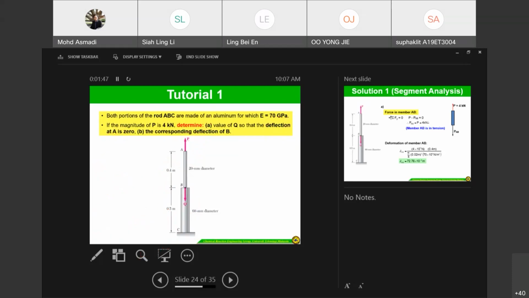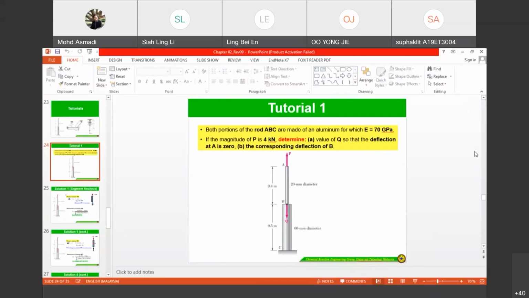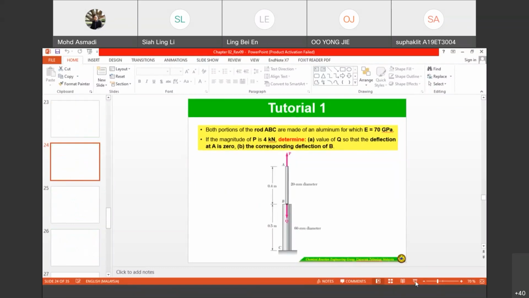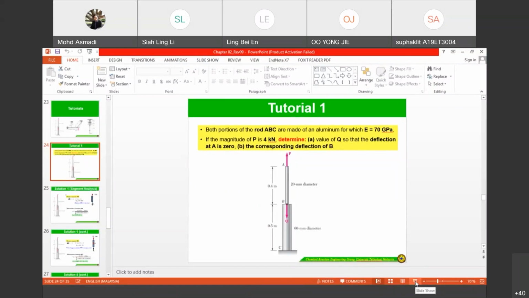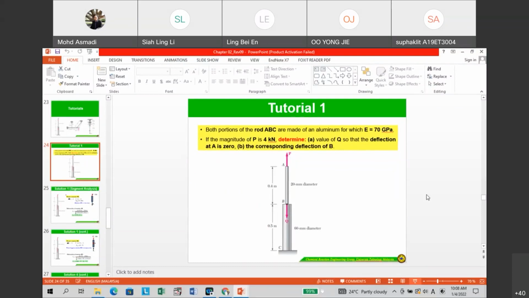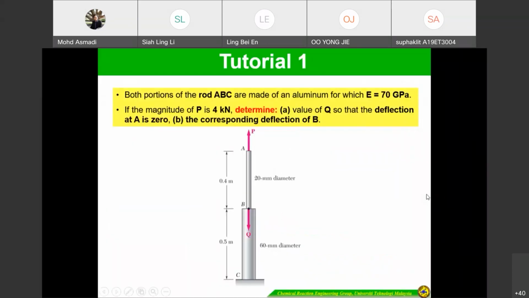Why is my PowerPoint slide like this? Let me check. I think it's because it's so small, right? Okay, now it's good.